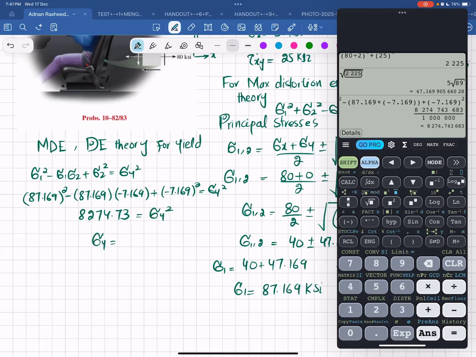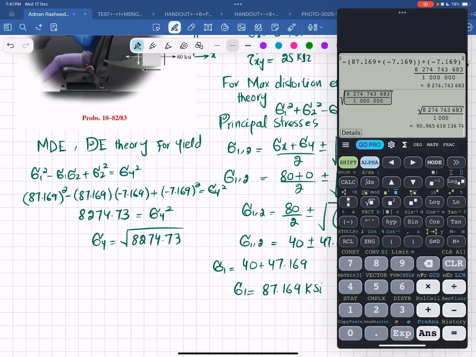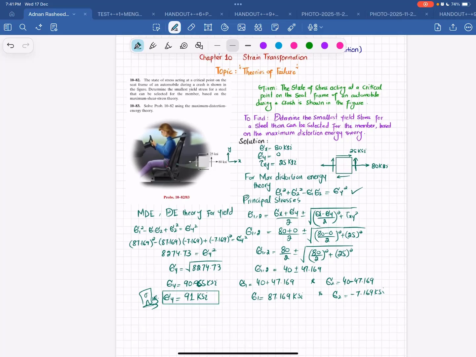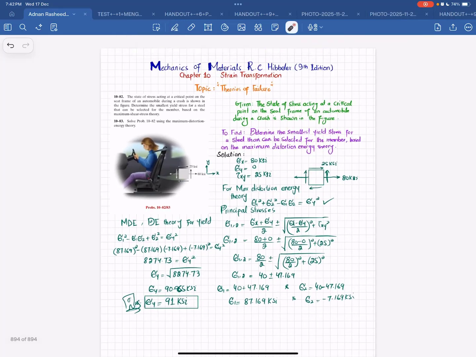So sigma yield will be equal to the square root of 8274.73. If you take the square root of this answer, we get sigma y is equal to 90.965 ksi. If you round it off, it will be 91 ksi. So this is the minimum yield stress of the material that is required to avoid yielding under this state of stress condition.